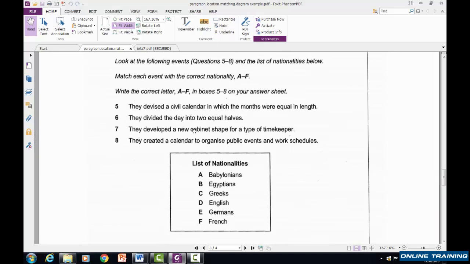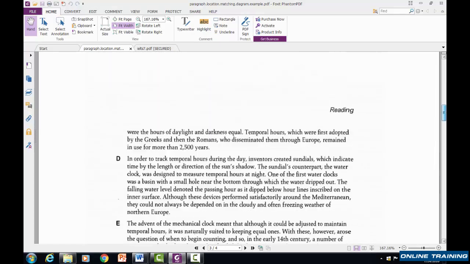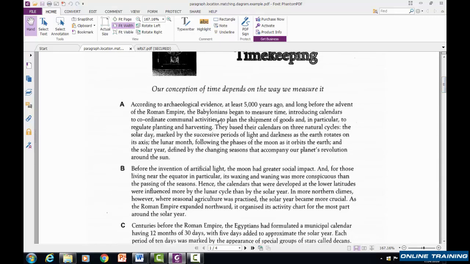If you remember how to do a matching question, we have to look at the word, find the word Babylonians, read the sentence where we see Babylonians, and then see if that matches any of these options right here. So we would look at Babylonians, which is right here. It says the Babylonians began to measure time, introducing calendars to coordinate communal activities, to plan the shipment of goods, and in particular to regulate planting and harvesting. So they introduced calendars to coordinate communal activities, plan the shipment of goods, and regulate planting and harvesting.